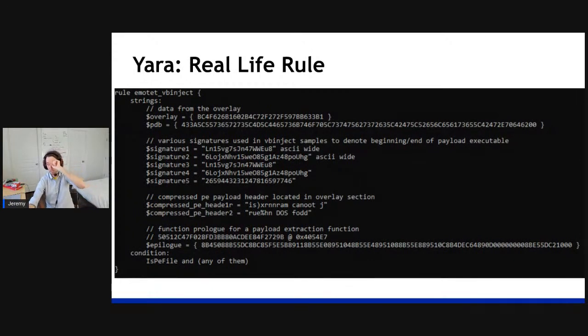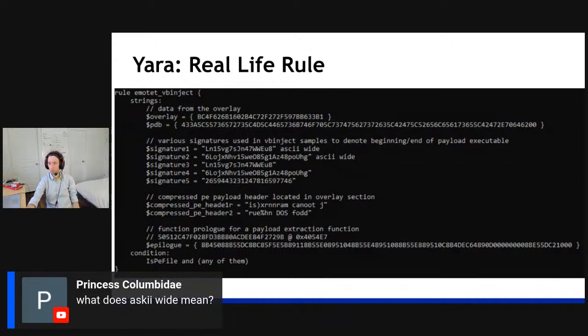Okay, so there's a question in here asking, what does ASCII wide mean? This is something you can put after a string to indicate some rules for that specific string. ASCII means that the text is encoded as ASCII text. Wide means that it's encoded as, I think, UTF-8. Or no, Unicode. It's encoded as Unicode. So wide tells it to look for this string in two different encodings.